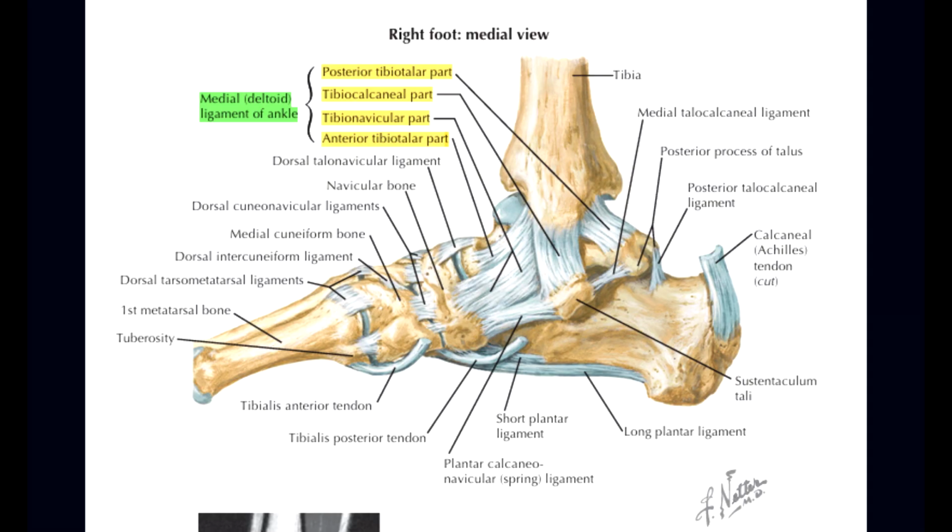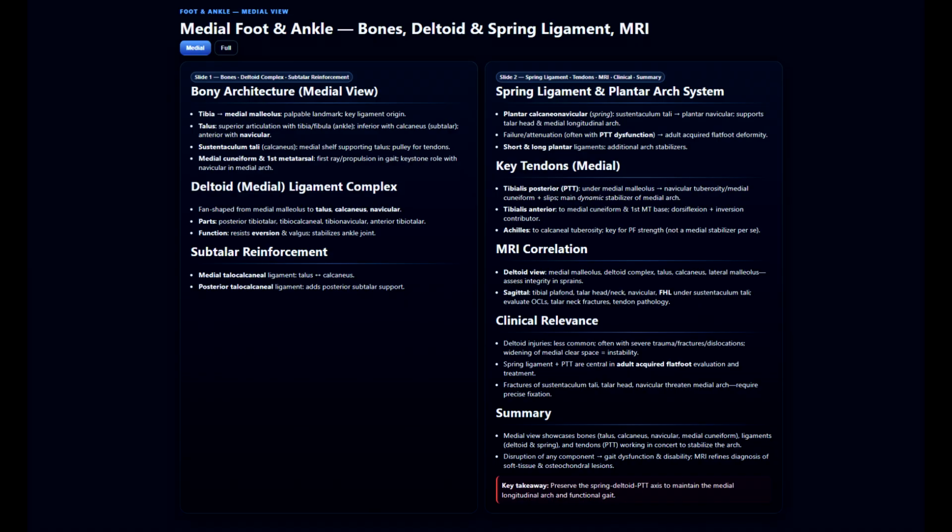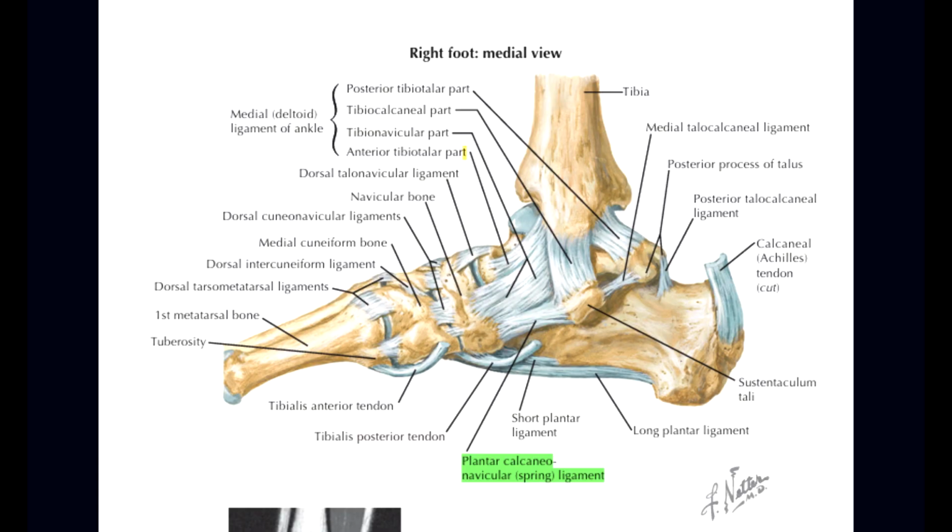Just inferior to this, we observe the medial talocalcaneal ligament connecting the talus to the calcaneus and the posterior talocalcaneal ligament, which provides additional reinforcement to the subtalar region. The spring ligament complex. Another structure of tremendous clinical importance is the plantar calcaneonavicular ligament, more commonly known as the spring ligament. This ligament runs from the sustentaculum tali of the calcaneus to the plantar surface of the navicular. Its role is to support the head of the talus and to maintain the medial longitudinal arch of the foot.